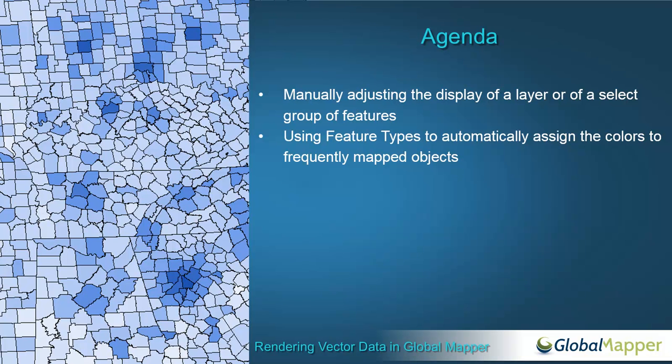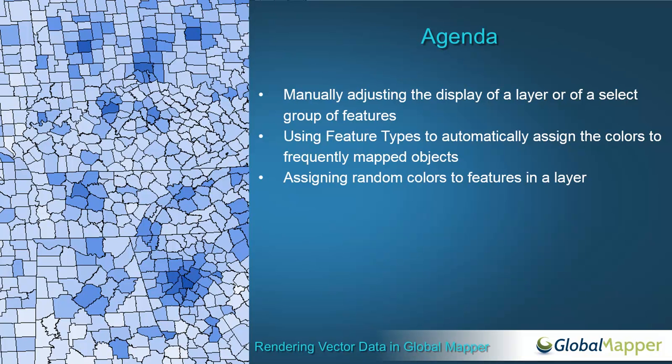displayed. So we'll take a look at feature types, both the feature types that are pre-configured in the application, and we'll also take a look at how you can customize them and create your own library of feature types. It certainly simplifies the process of assigning colors if your intention is to do it on a manual basis.